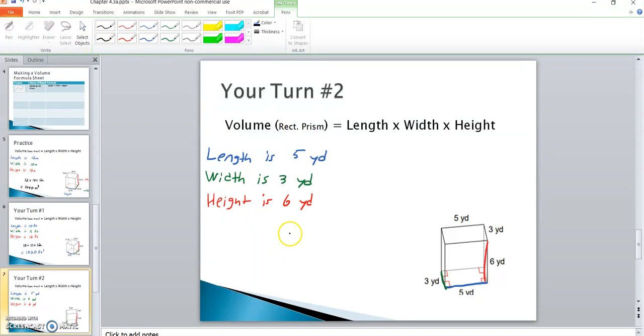And then for my formula, I will multiply them all. So I would like you to do that right now, multiply or fill out the formula and multiply, and then make sure you list your unit. So go ahead and pause the video and do that now. Okay, so you should have 5 times 3 times 6, which equals 90 yards cubed.